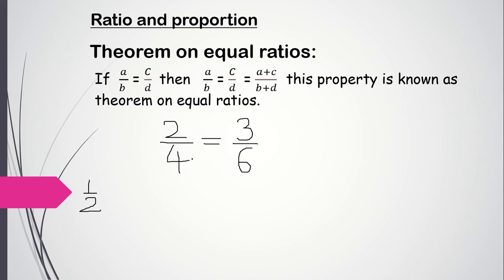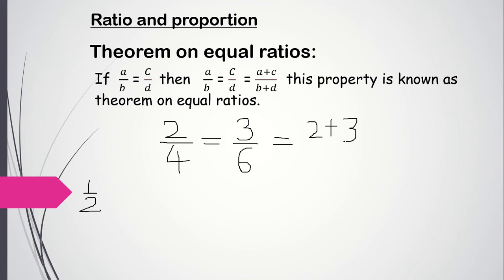If you reduce these two ratios, 2 ones are 2, 2 twos are 4, the value of this ratio is half. 3 ones are 3, 3 twos are 6, so the value of this ratio is also half. So both the ratios are equal to half, and both are equal ratios. So if the two ratios are equal, what does the property say? If you add the numerators and add the denominators, the ratio you get is also equal.